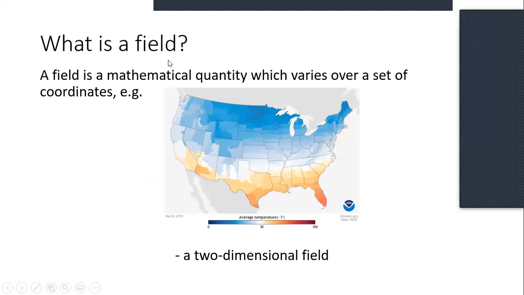A field is a mathematical quantity which varies over a set of coordinates. And here we've got an example. This is average temperature across the United States. You can see it's got a north-south axis and an east-west axis. So this is a two-dimensional field, a field that ranges over two coordinates.